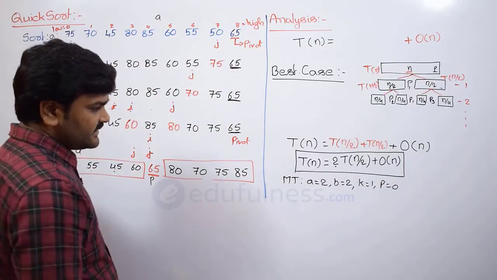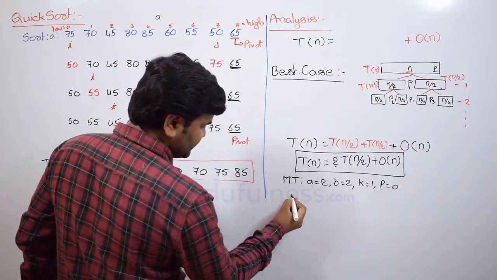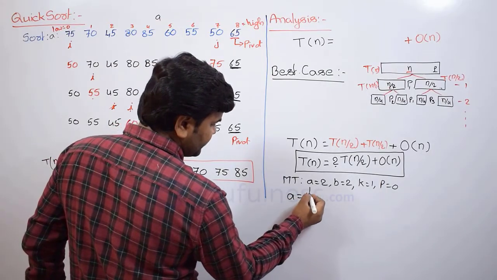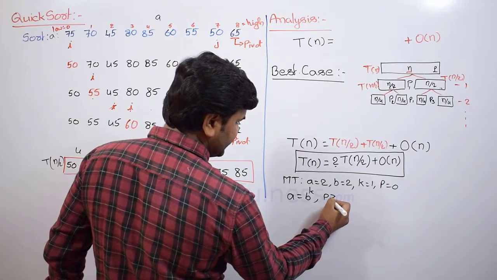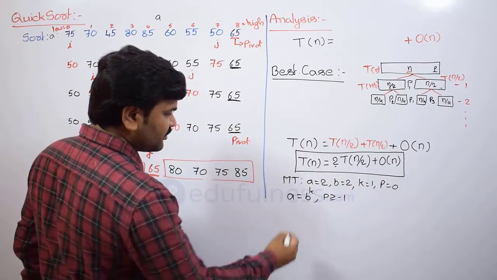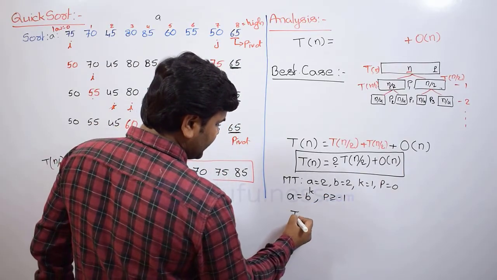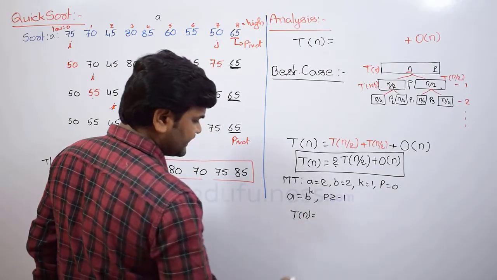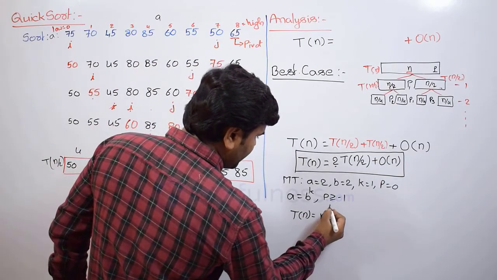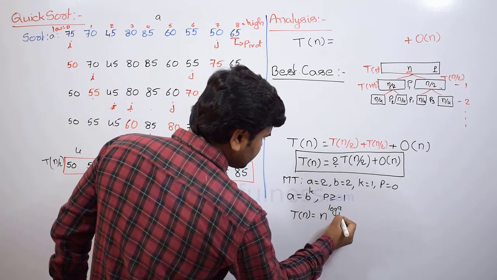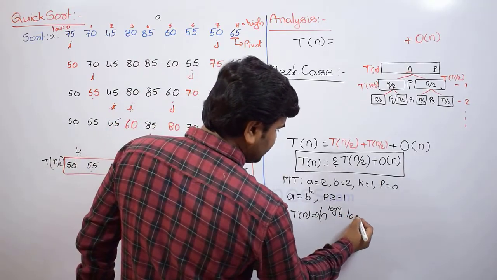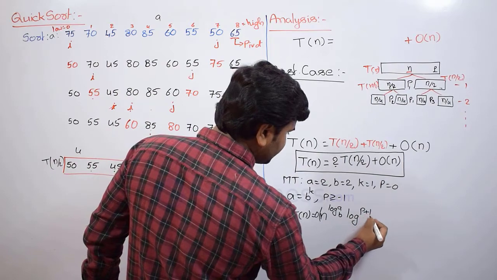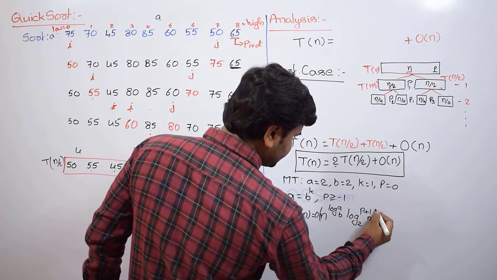Now, based on these parameters, what can you decide? A equal to B power k, and at the same time P is greater than or equal to -1. Whenever you have this, what is the time complexity? T of n equals big O of n power log A base B, times log power P plus 1 of n, base 2.